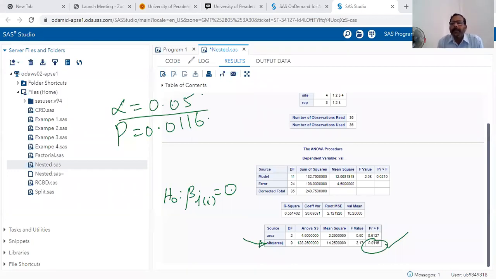Anyone? Anushalini? Ravichandra, Anushalini, Ravichandra. I couldn't hear. P is larger than alpha. Yeah, which is larger? Larger than alpha. Are you sure? Which is larger than alpha?